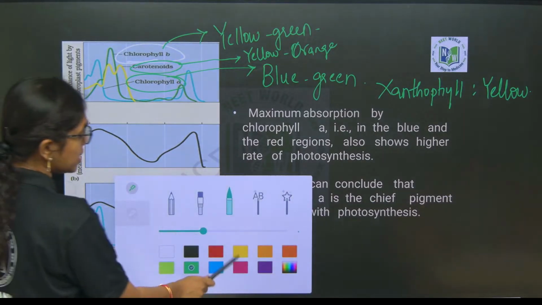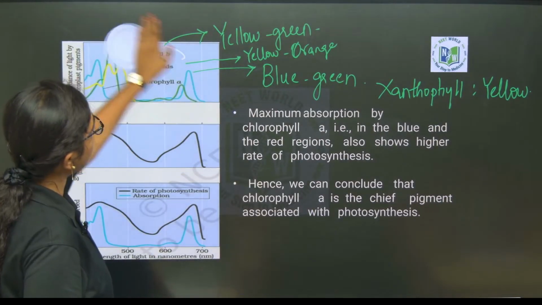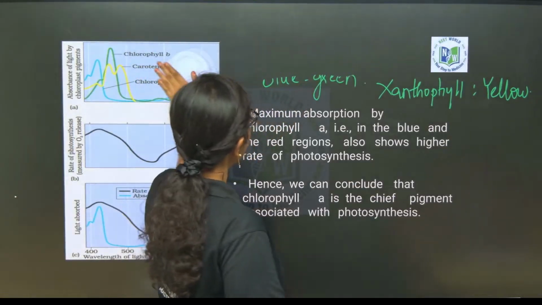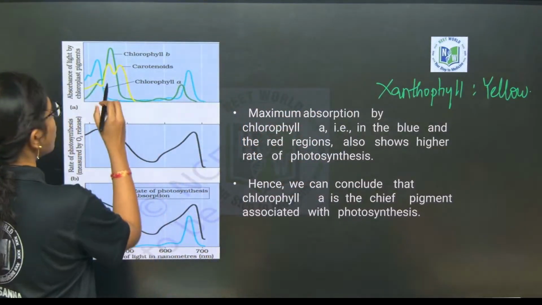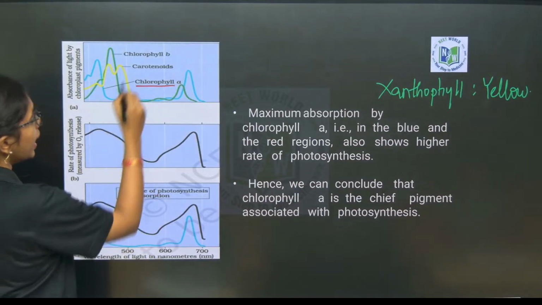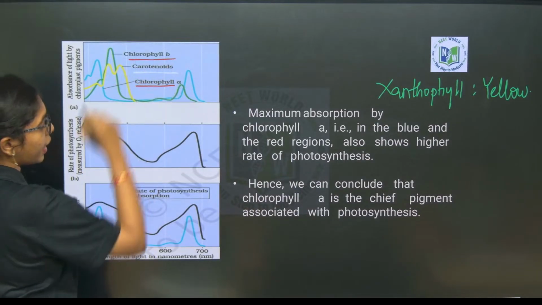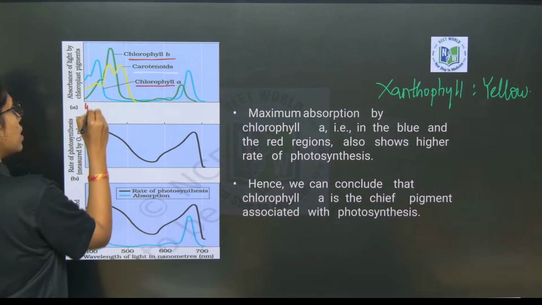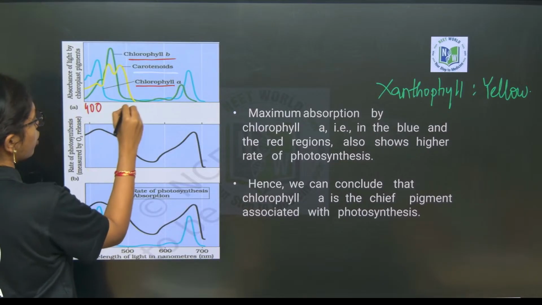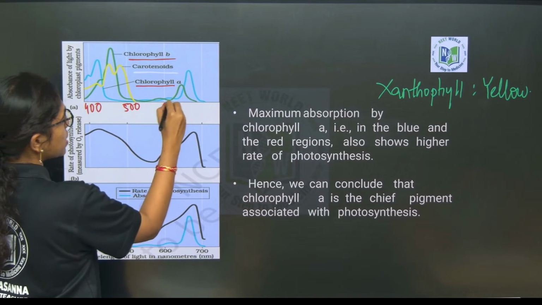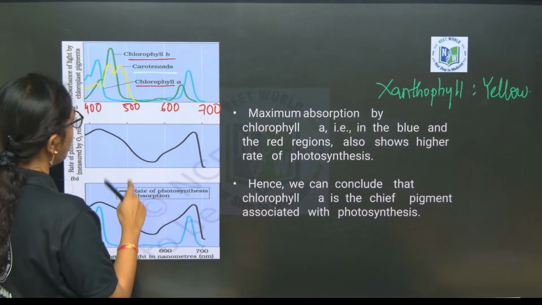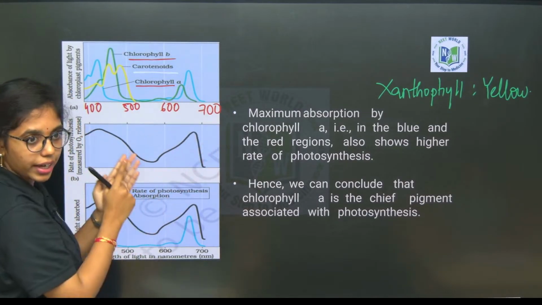So, here in our NCERT, how many pigments are given in the absorption spectra? 3 pigments are given. First is chlorophyll A, then chlorophyll B, then carotenoids. Let us plot the wavelengths, so it will be clear. Here 400 nanometers, 500, 600 and 700. PAR, photosynthetic active radiation, is given.